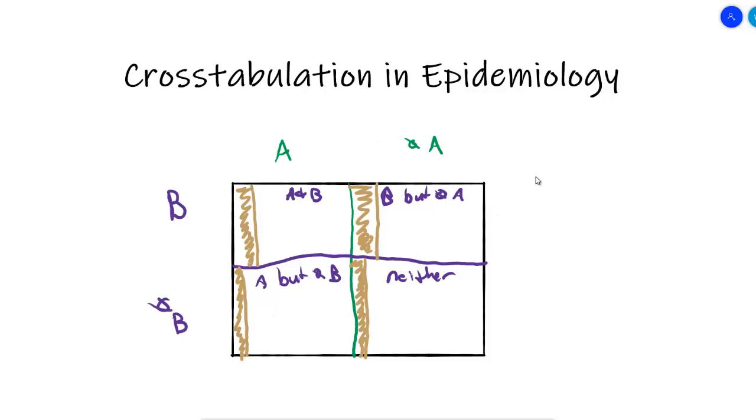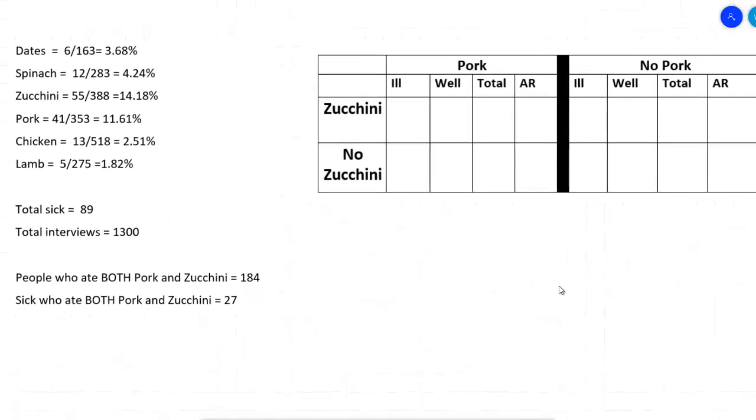And we have to look at that mathematically a little bit. So if we look at this example, let's say you're investigating an outbreak at a resort in the Mediterranean, and there were 1,300 people at this resort, and 89 of them got sick. So you conduct an investigation, you interview all the people and ask them what they ate in the past 36 hours or so. And the information you come up with looks like this.